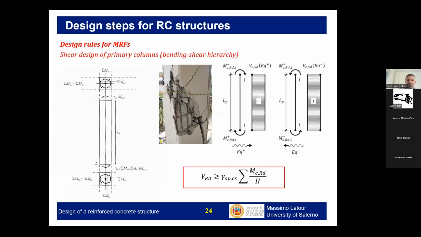Then, when I'm passing to the column, it will not be designed for the design shear coming from the structural analysis, but for a shear deriving from the condition where I have two plastic hinges forming at the ends of the column. I want to avoid, even under the most severe circumstances, that the column fails in shear. So this is the idea of having a hierarchy.